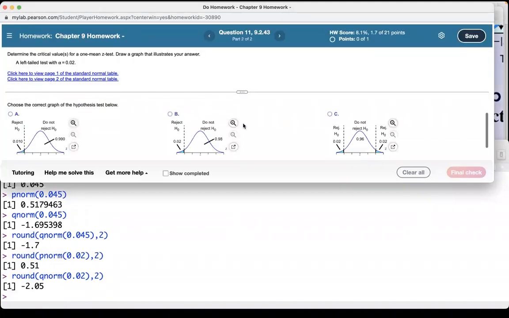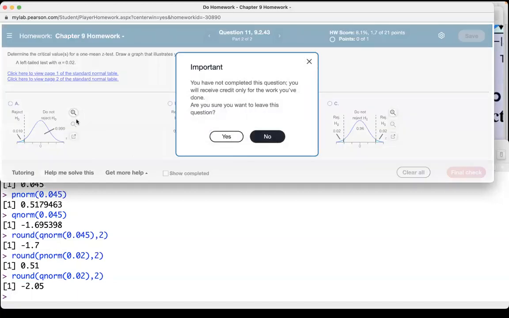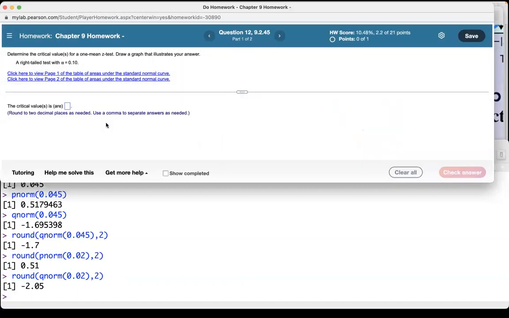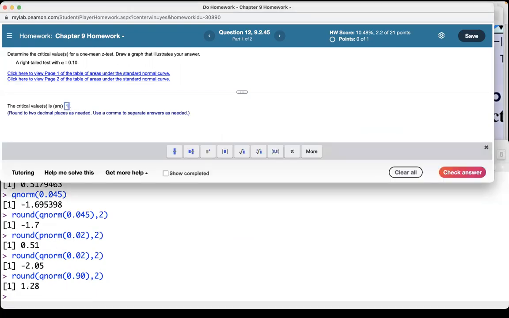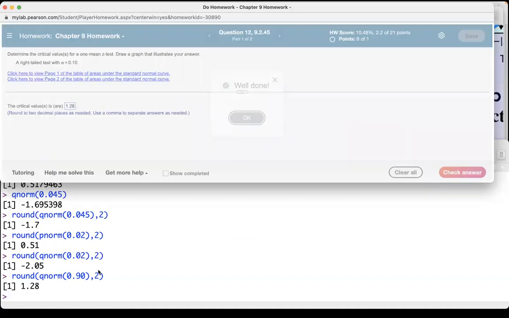Okay. And then again, you can match it with the picture. If it's a right-tailed test, then you could do this one of two ways. I think it's easiest just to do it this way. So I like to take 1 minus alpha and find Q norm of that. Again, we're going to round it to 2 decimal places. We get 1.28. Okay, so I think that's one way to do it.